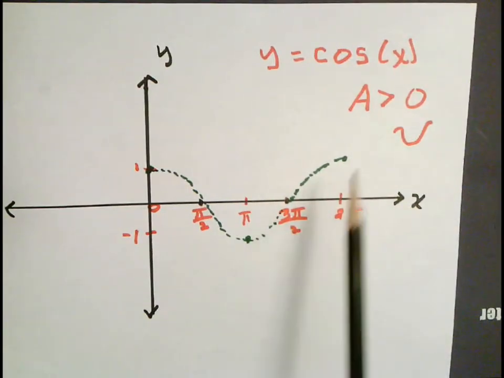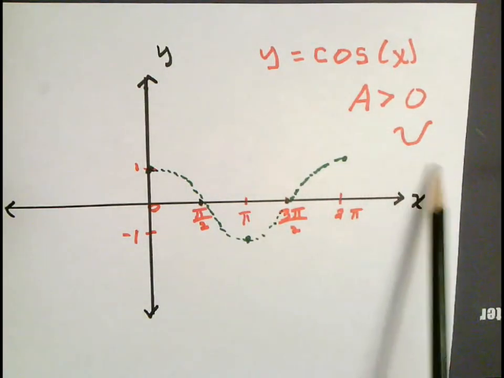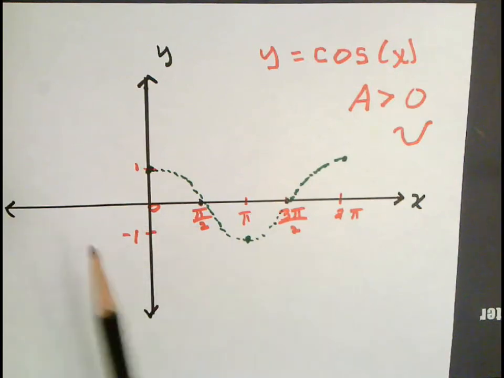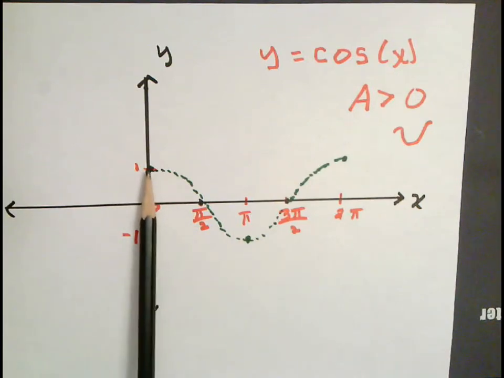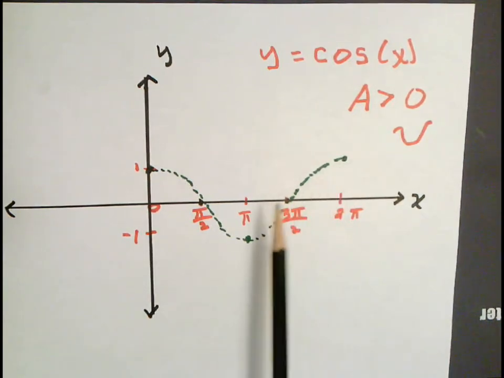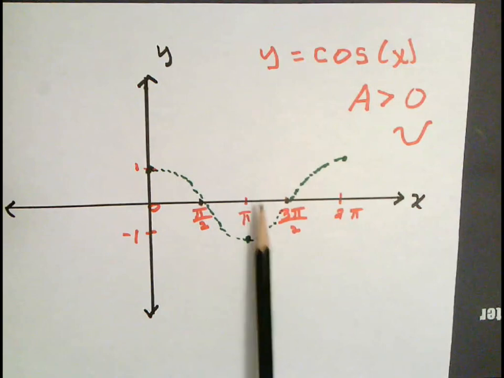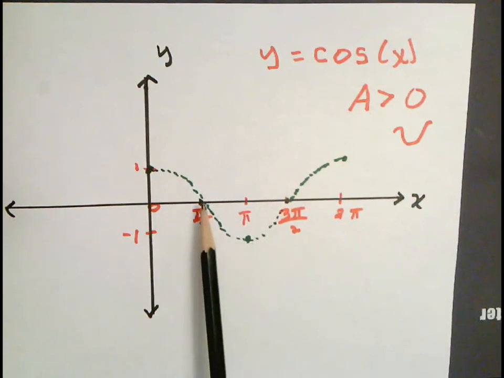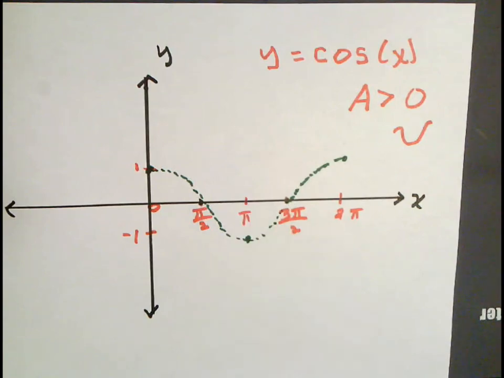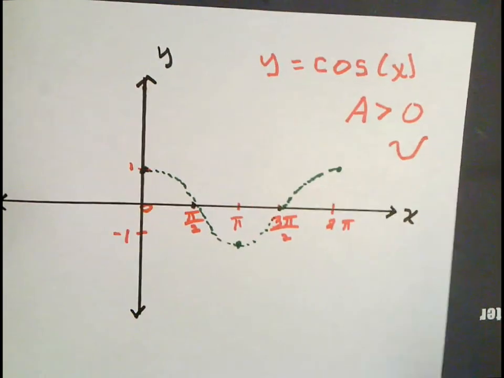Since the a is greater than 0, it's going to look like this, which means that once we put down our 5 critical numbers, at the first critical number, we're going to have a max point. At the 5th critical number, we're going to have a max point. At the 3rd critical number, which is in the middle, we're going to have a minimum point. And the 2nd and the 4th critical numbers are on the axis. So that's one sketch of our cosine function.